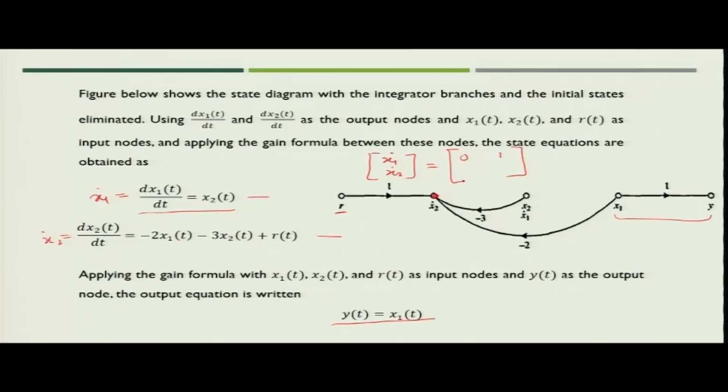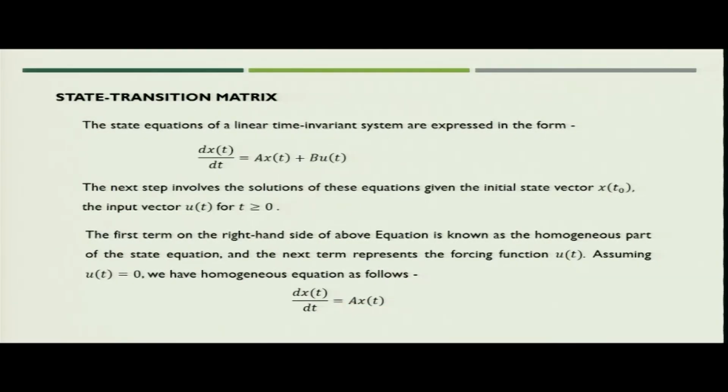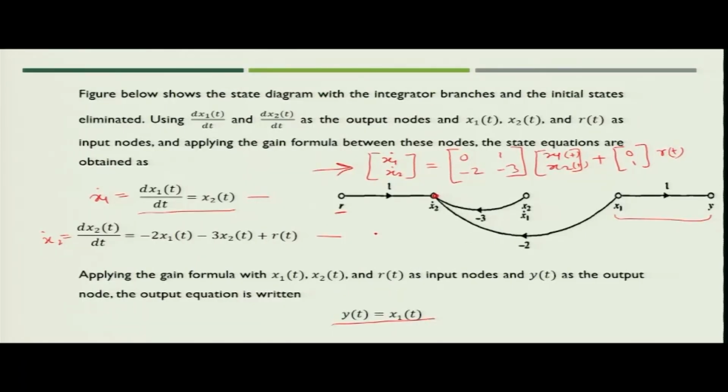Here you have minus 2 of x1 and minus 3 of x2. So, you will get this plus r(t) in the second one. So, you can just compile and write it as r(t). So, this is x1(t), x2(t) and 0, 1, r(t). So, this is how you will get the state equation from the state diagram. Output equation we have already seen, that is y(t) is equal to x1(t). So, this is how you compile the state and the output equations.